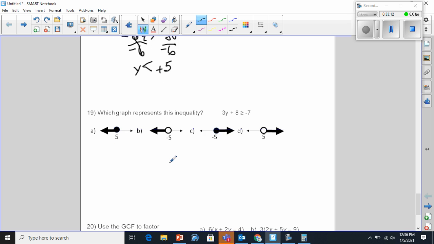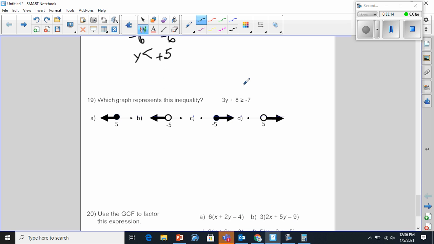19, which graph represents this inequality? Well, let's work this one out. We got 3y plus 8 is greater than or equal to negative 7. Well, I know I'm going to subtract 8 from this side, which means I subtract 8 from this side. Remember, we're going to get the variable isolated. I got to get all those numbers to the other side.